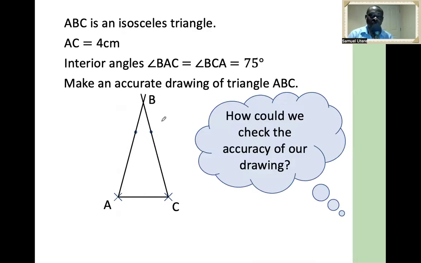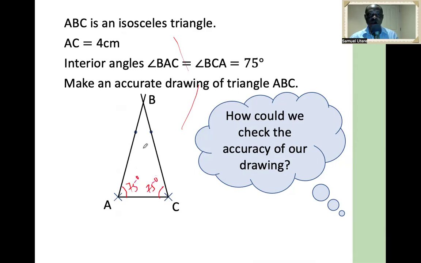But how can we check the accuracy of our drawing? Well, we know we got these right. So we know these are 75 degrees. That's my mistake, sorry about those lines. We know these are 75 degrees.